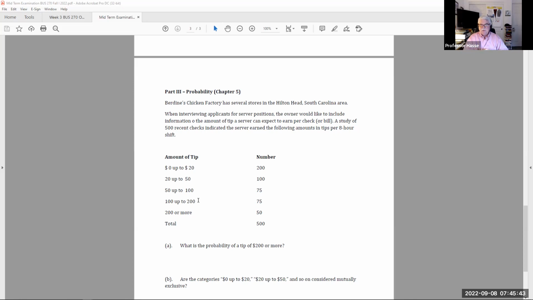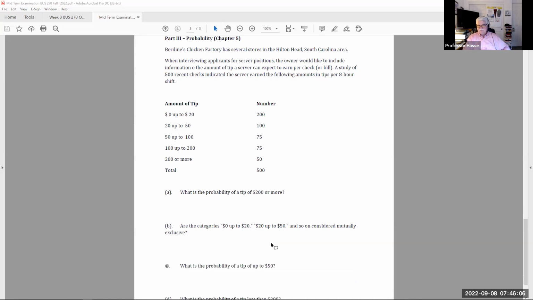What is the probability of a tip of $200 or more? So if I'm applying for a job at this chicken restaurant, I might ask them, all right, I'd like to work here, but what is the probability that I will get a $200 tip? Well, based on this information, you can calculate that probability. And I want to know what that is.